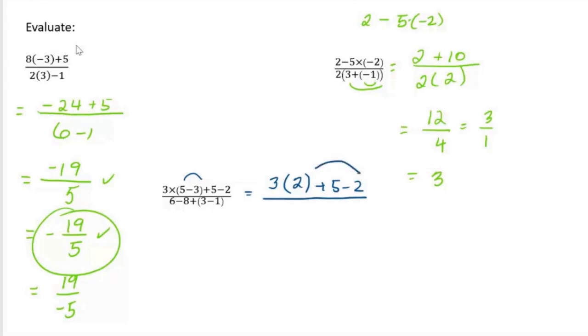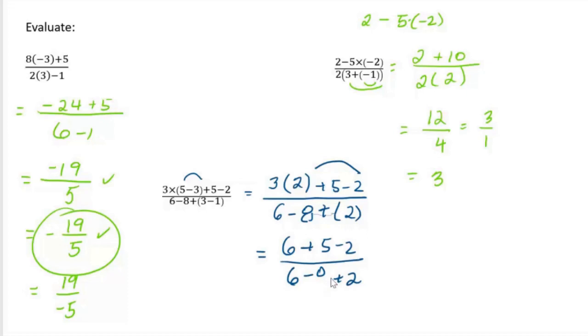It won't hurt anything if you go ahead and do that subtraction of 5 minus 2, but it's safest to go left to right, so I'm going to hold off. So here we have 6 minus 8 plus 3 minus 1 is 2. That got a little messier than I like. I hope you're still following. My apologies. Working through the numerator, 3 times 2 is 6, plus 5 minus 2, and the denominator is 6 minus 8 plus 2. Maybe you've gone ahead and written the final answer already, and that's just fine.